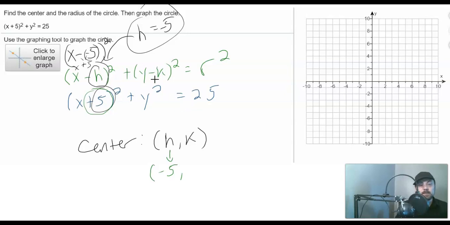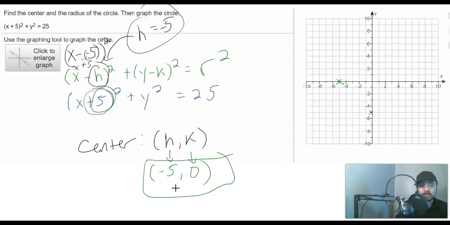It must be 0. That's the only way that number would have disappeared, is if it was a 0. And so k is equal to 0. So there's my center. It's at negative 5 comma 0, which is right here. Another mistake I'll see students make on the test is negative 5 comma 0, they mark it right here. So be careful about where you put that mark.